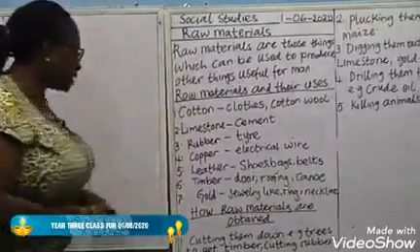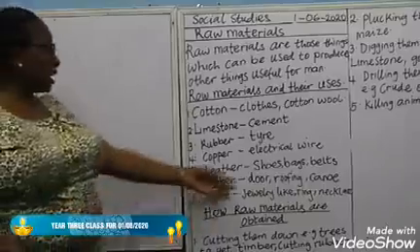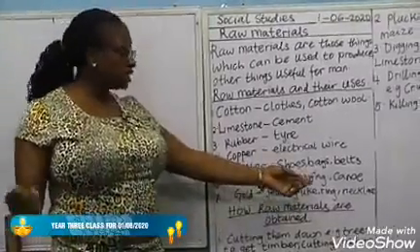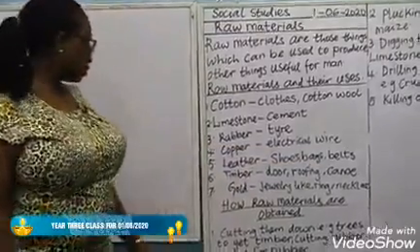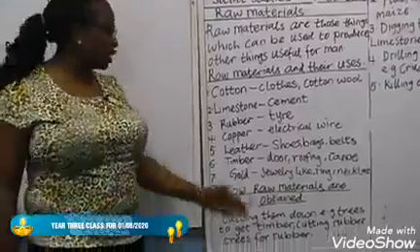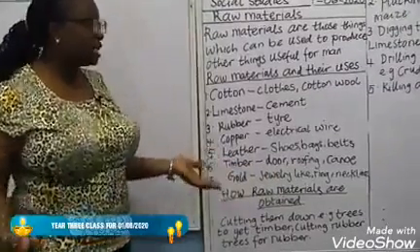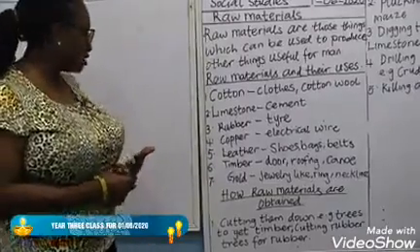We have timber. Timber is wood gotten from trees. We use it to make our wooden doors, our roofing panels, and canoes. Then we have gold. Gold is a solid mineral which we can use to make jewelries like necklaces, earrings, rings, and chains.